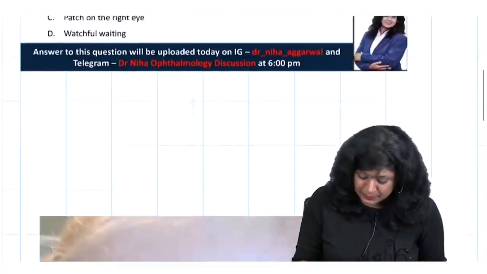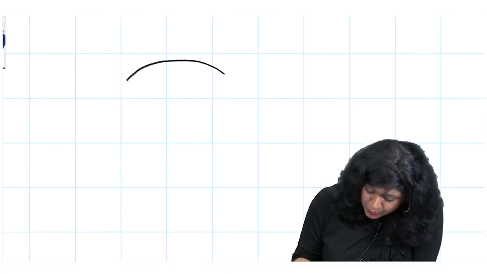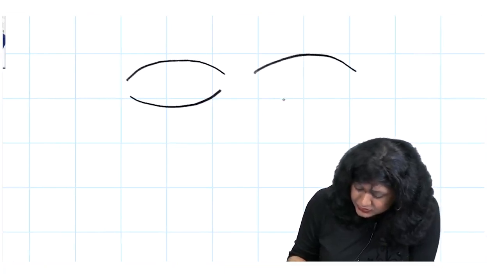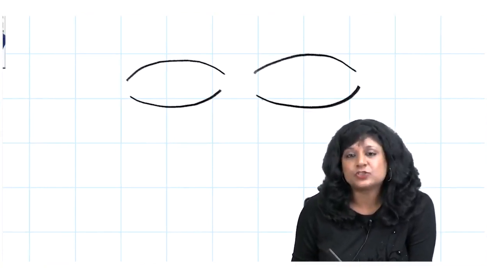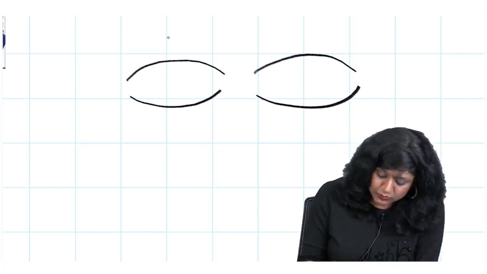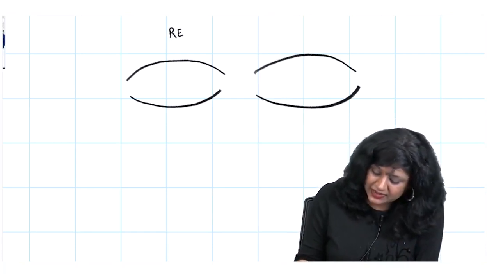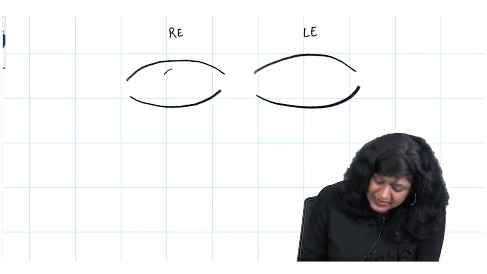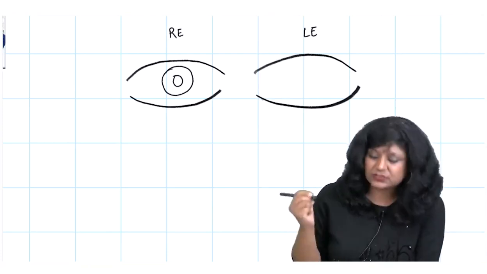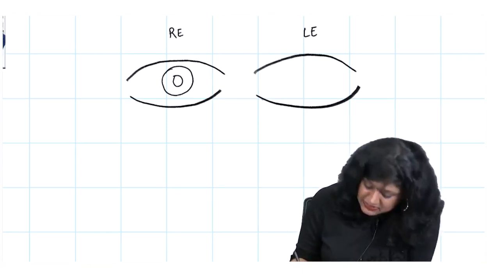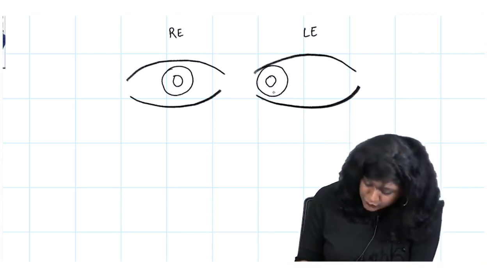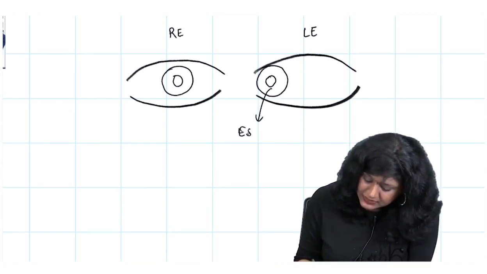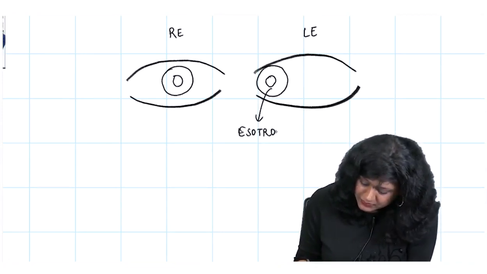Okay, now this baby is having some problem, and there is a history of intermittent deviation of the left eye towards the inner aspect. So suppose this is your right eye and this is your left eye. In the right eye there is no problem, so this is normal here, but they say that intermittently the left eye is turned in like this. So we have esotropia.